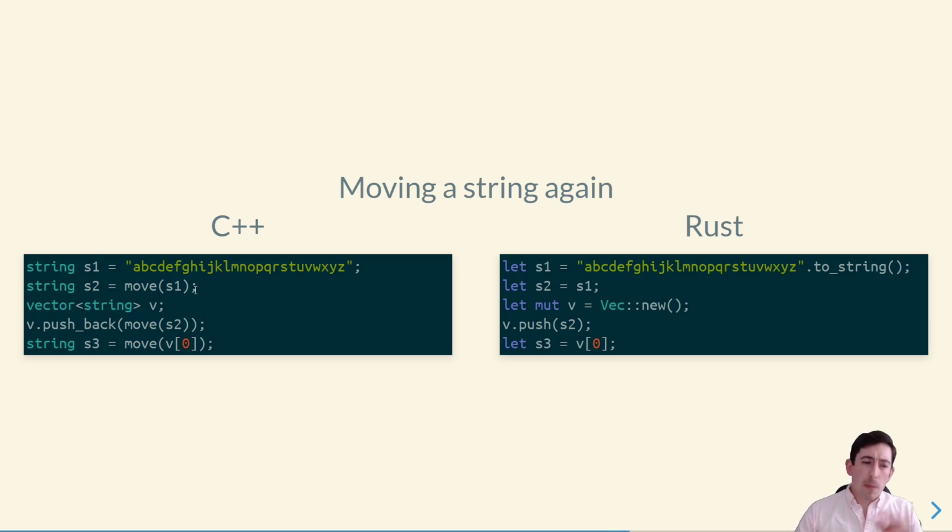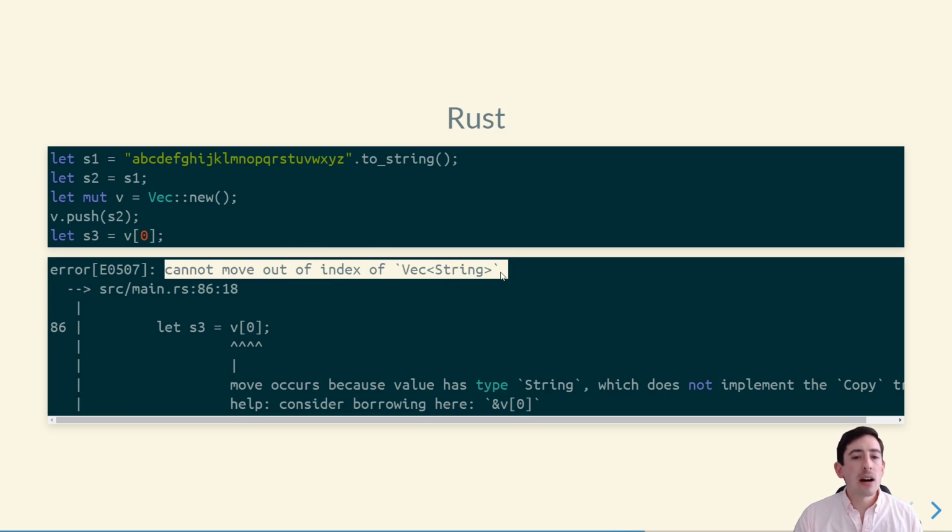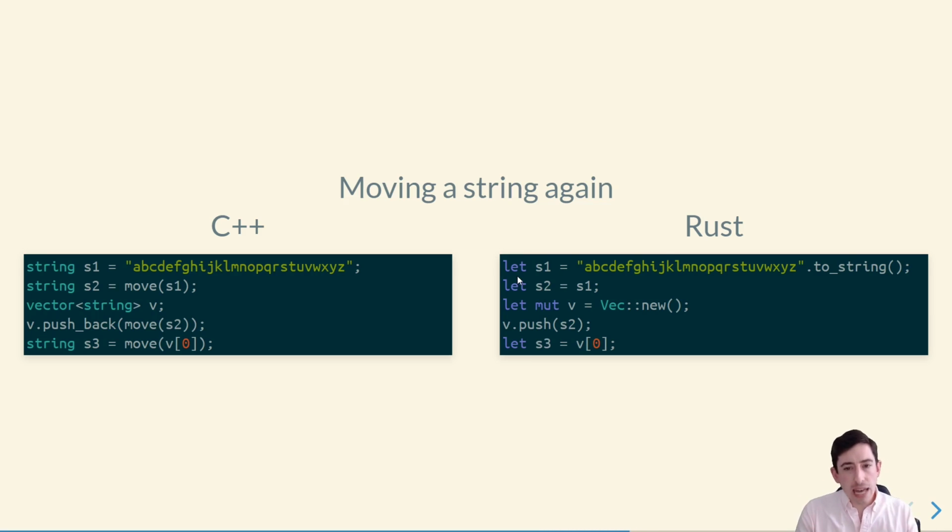So here we've gone back to the moves that we saw before, but we've added a move out of the vector. So S3 tries to move out of the vector. In C++, this works fine. In Rust, this isn't going to compile, right? It's going to say cannot move out of index of Vec<String>. So this is actually a special case of a more general limitation we'll see on the next slide.